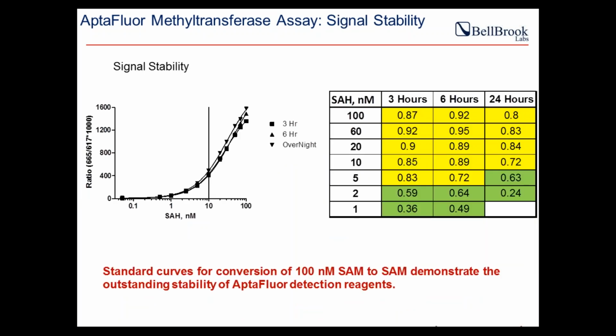Now, signal stability. We do say that it takes 3 hours, even though I mentioned you can start seeing if your reaction worked or not. If you're running a kinetic assay, as soon as 30 minutes you would start seeing signal, but the signal does stabilize only after 3 hours. But once it stabilizes, it's pretty stable for up to 24 hours. So you can come back the next day and read the plate, and it's still pretty solid. So that's the signal stability.